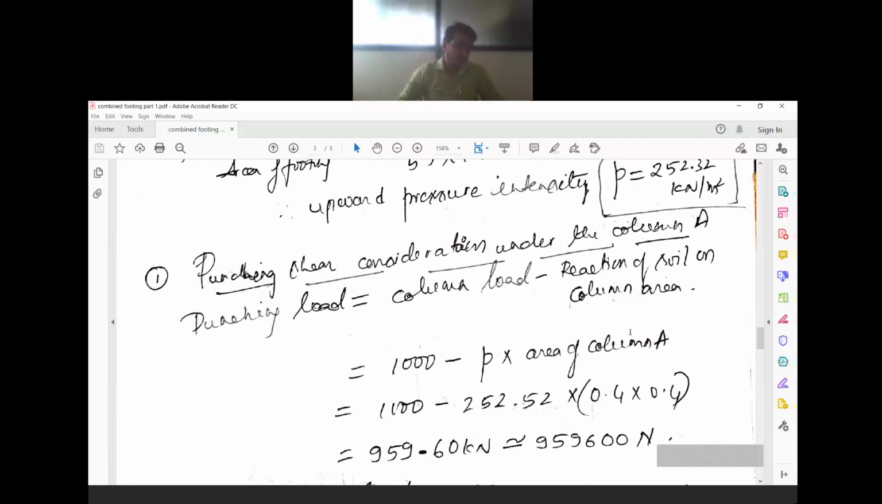So first we shall calculate the punching shear under column A. Column A has its own dimensions and loading, and column B has different dimensions and different loading. So we have to calculate the punching load from column A and column B. Calculate both.